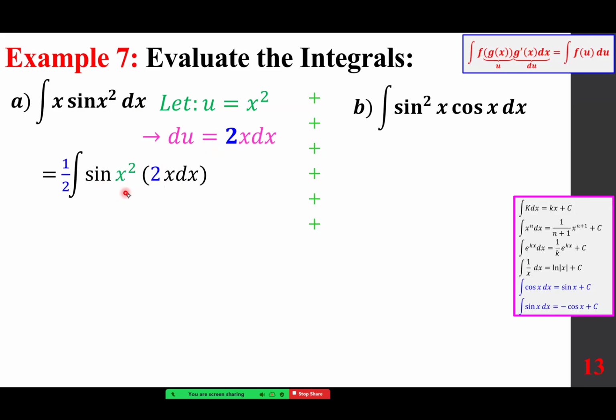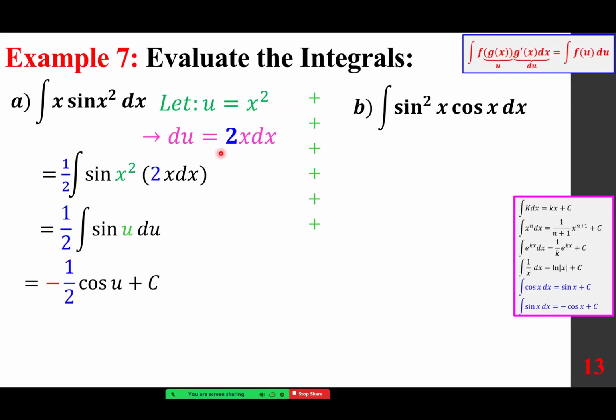By the way, inside or outside the integral sign makes no difference. Remember that a multiplier, a coefficient remains a coefficient. So now you're dealing with 1/2 the integral of sine u du. The derivative of sine is cosine, but the integral of sine is negative cosine. So we have negative 1/2 cosine u plus a constant.